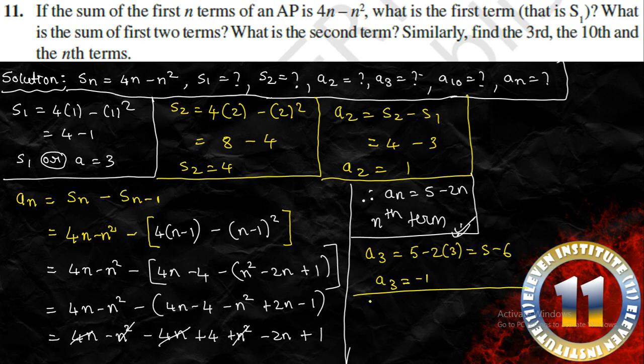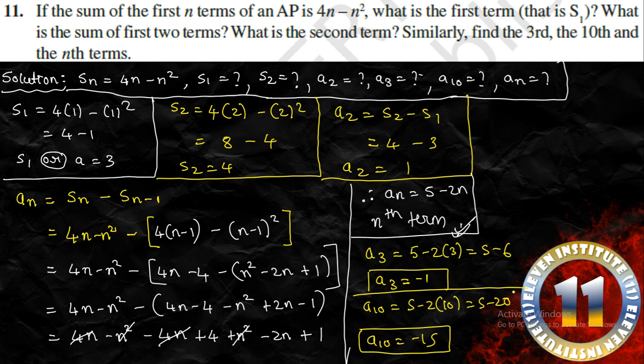Similarly, we want to find a10. That will be 5 minus 2 into 10. 10 2s are 20, so we get 5 minus 20. 5 minus 20 is minus 15. So we have a10 is equal to minus 15. Very simple question, but please mark this as important. Right, because you can commit mistakes over here.